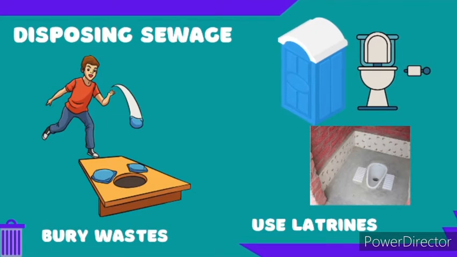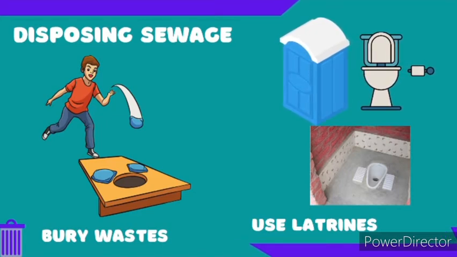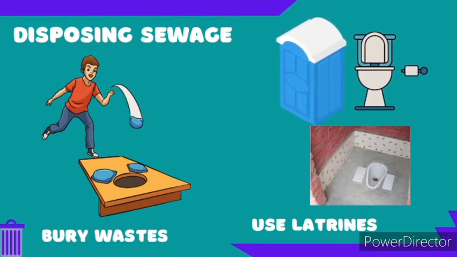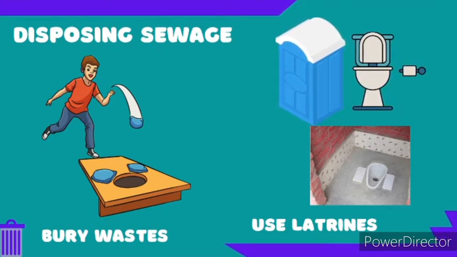For example, the pit latrine is an old-fashioned type of toilet, but in villages and in rural areas, they still make use of them. Then we also have the bucket latrine. Then we also have mobile toilets. So these are different ways you can dispose of sewage. Remember, we said human wastes are examples of sewage.